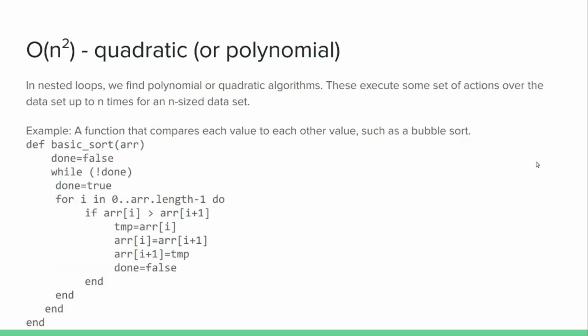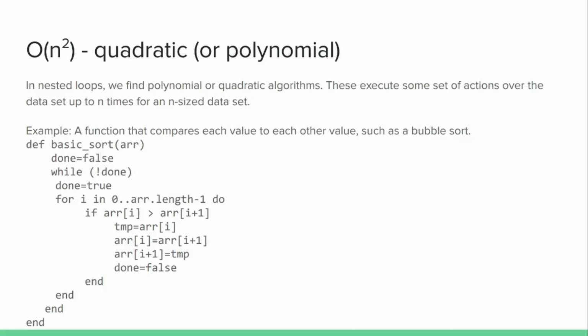Now let's talk about quadratic or polynomial. So quadratic is O(n) squared, and we typically find this in a nested loop, and specifically in a nested loop where the outer loop is linear complexity and the inner loop is linear complexity. So we have n times n complexity, which is n squared. One example of this is a bubble sort algorithm.